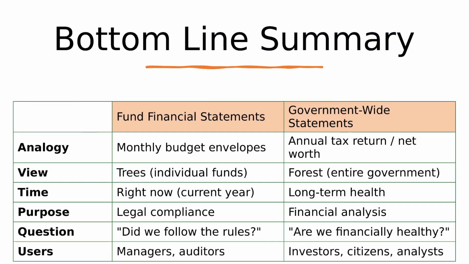Let's wrap up with a big picture comparison. Fund financial statements are like using monthly budget envelopes. They focus on individual funds, track this year's money, and ask, did we follow the rules? These are mainly for managers and auditors to ensure legal compliance. On the other hand, government-wide statements are like your annual tax return or net worth snapshot. They show the entire government's long-term financial health and answer, are we financially healthy? These are especially useful for investors, citizens, and analysts who want to see the bigger picture.